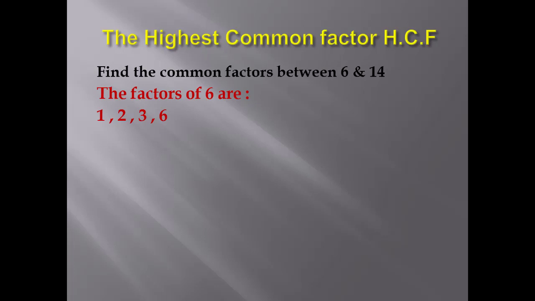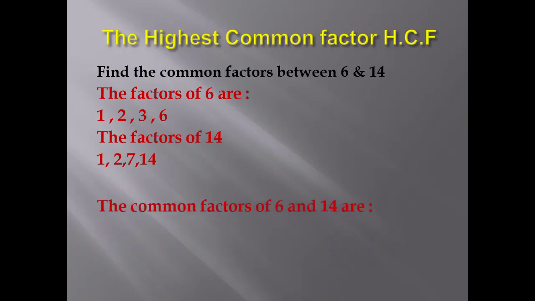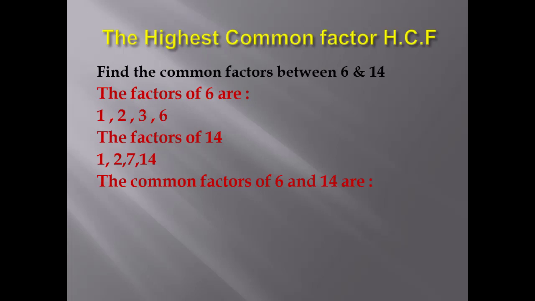Now let's move to the factors of 14. 1 times 14, 2 times 7. That's all. So the factors of 14 are 1, 2, 7, and 14. Okay, now you want to get the common factors between 6 and 14. Look at here. We have 1. 1 is common between the two numbers, and 2. So the common factors are 1 and 2.